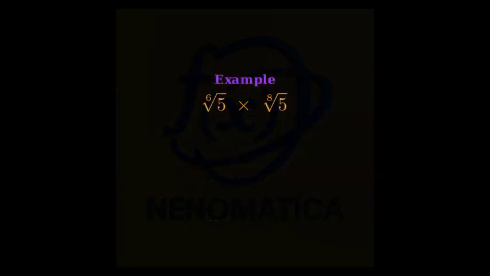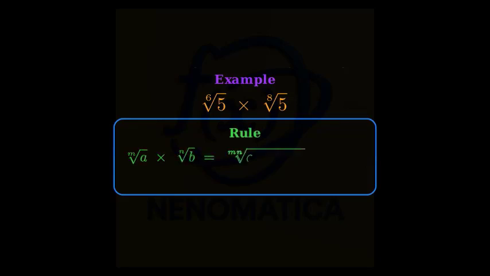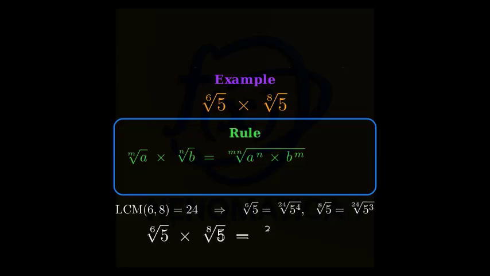Now, we recall the multiplication rule for radicals with different indices. In our solution structure, we next switch to a common index using the least common multiple of 6 and 8, which is 24, then raise each base accordingly. Now combine the factors inside the same radical.